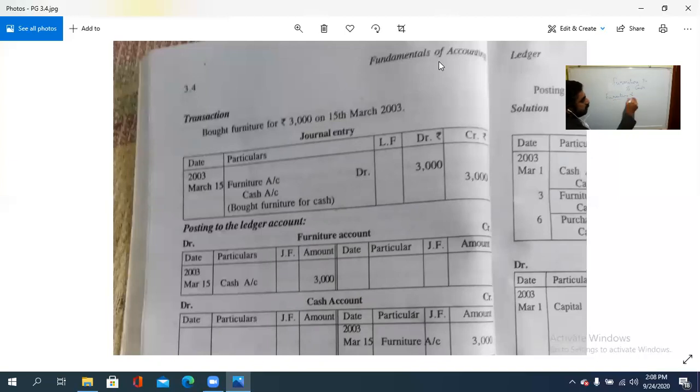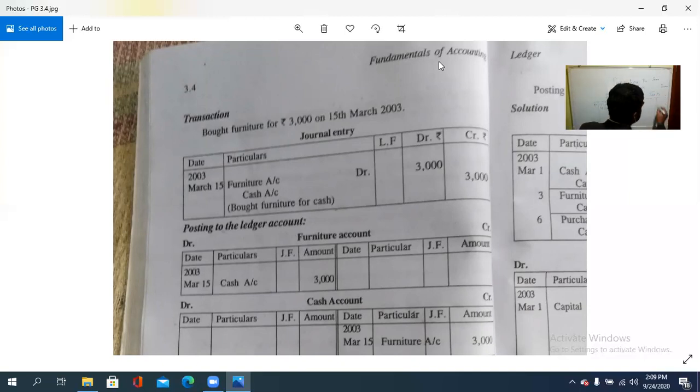two accounts get affected, isn't it? Furniture account, how much is the amount? 3000. Furniture account debit side to cash, that is 3000, isn't it? If you are preparing in this way, you need to prepare in the original. Here the date, here the particulars, then there is the journal folio, then there is the amount; date, particulars, journal folio, amount, isn't it? So furniture account debtor to cash, and at the same time cash account also gets affected.